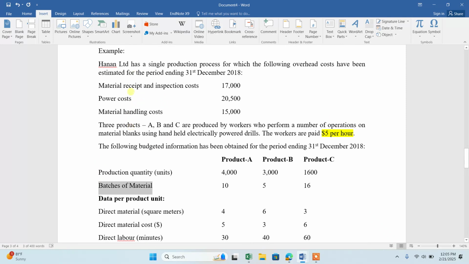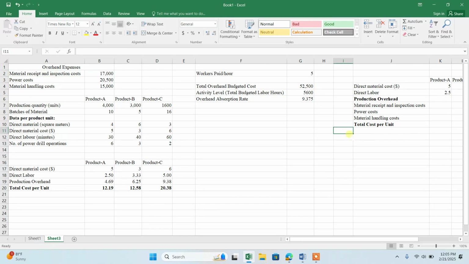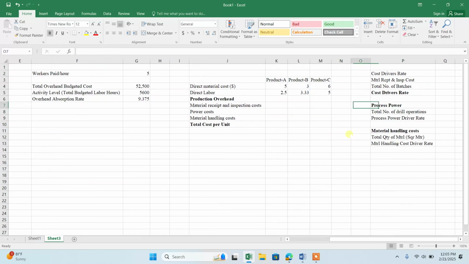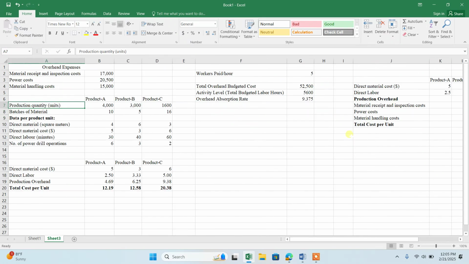In activity-based costing, each of these costs will be divided according to their cost driver. In absorption, what we did, we add up all and we have a single absorption rate on which we divide the total overhead cost among the three different products. Now here you can see that when I'm calculating the overhead cost, I have three different overheads: material, power, and material handling. In absorption costing, we have a single heading because we add it all up and then divide it.